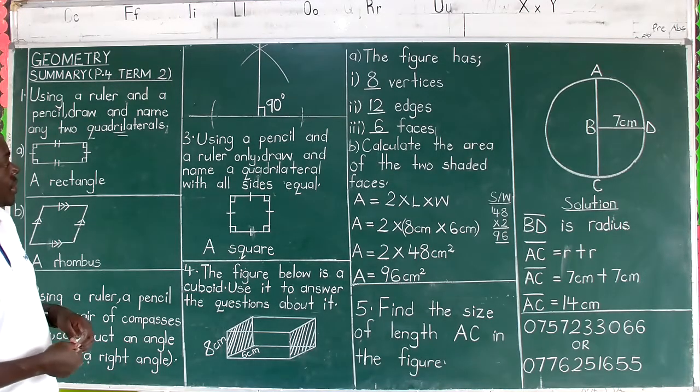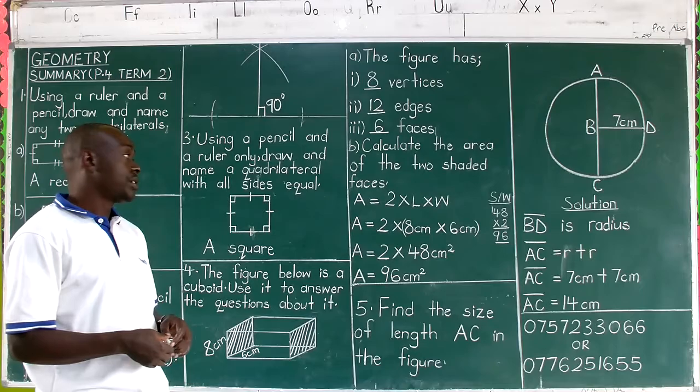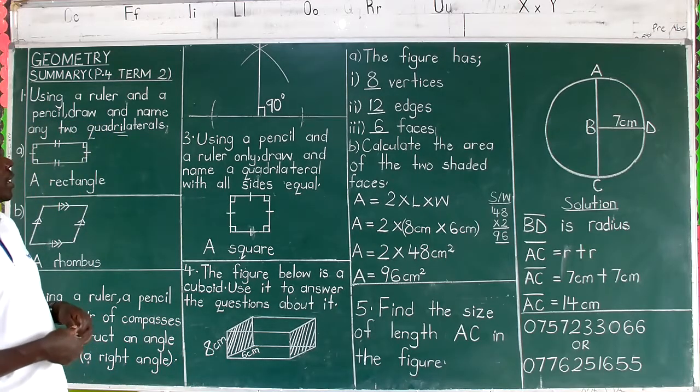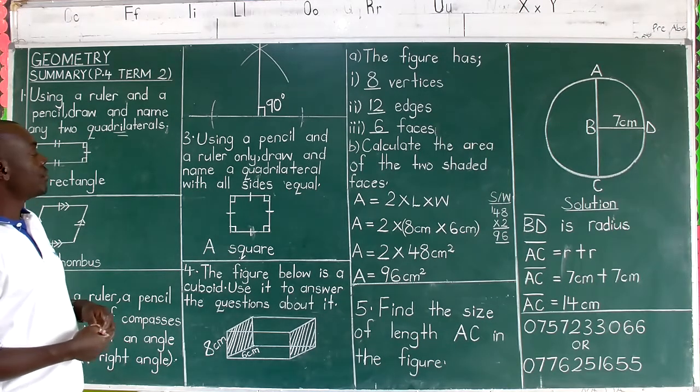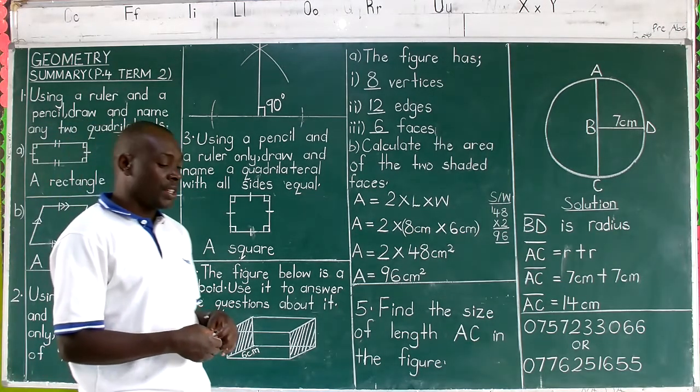As we go to example number 3, which says using a pencil and a ruler only, this time 2 only, no pair of compasses: draw and name a quadrilateral with all sides equal.